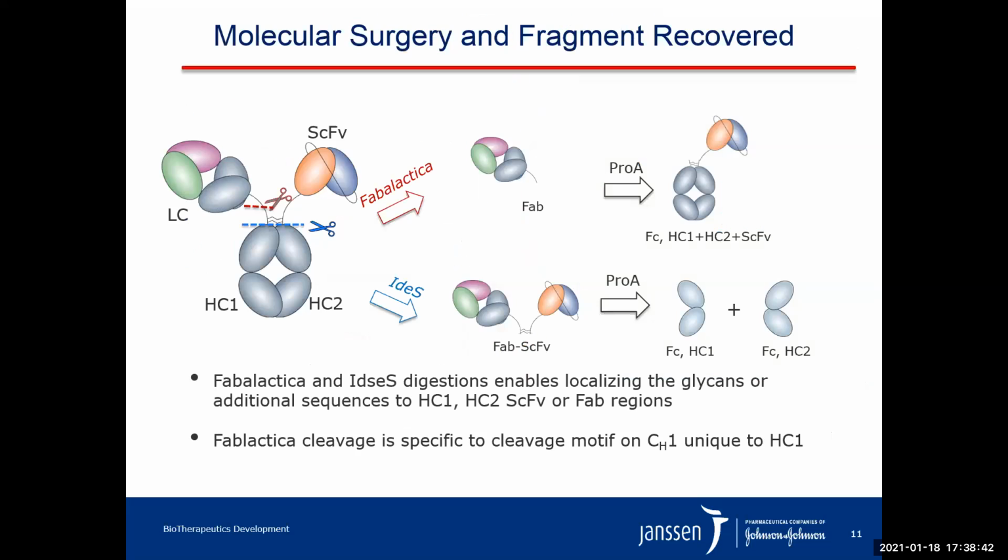We also use a combination of enzymes in series with a protein A purification step that can further narrow down the impurity modification to either the scFv arm, Fab arm, or the Fc of each heavy chain. The two enzymes used are Fabalactica and IdeS that cleave above and below the hinge disulfide bonds respectively. However, due to the lack of consensus sequence on the heavy chain of the scFv arm, Fabalactica cleavage alone cannot isolate the scFv domain.